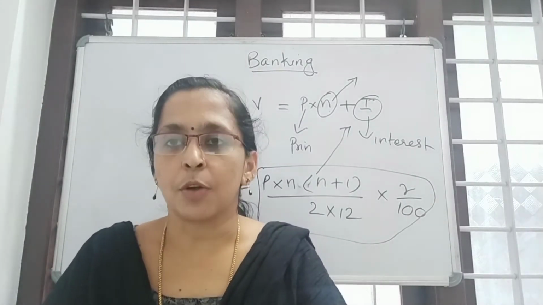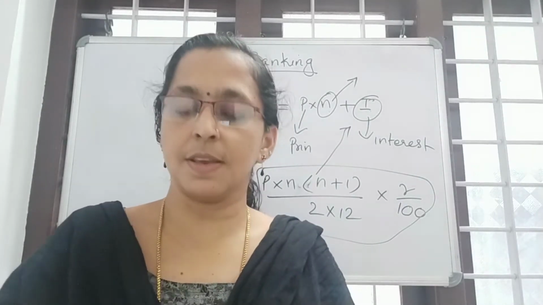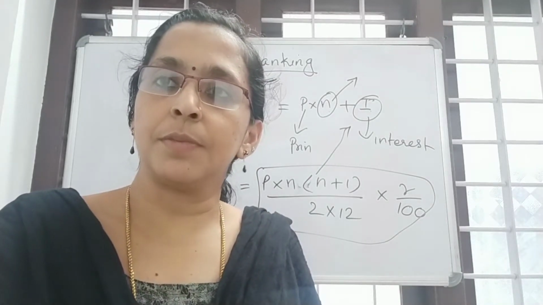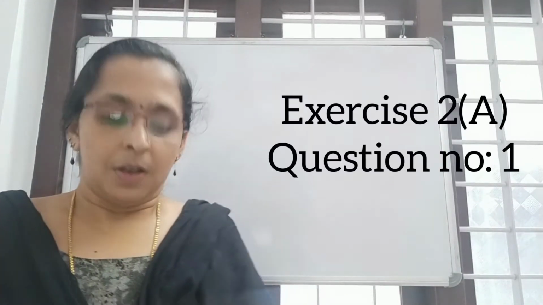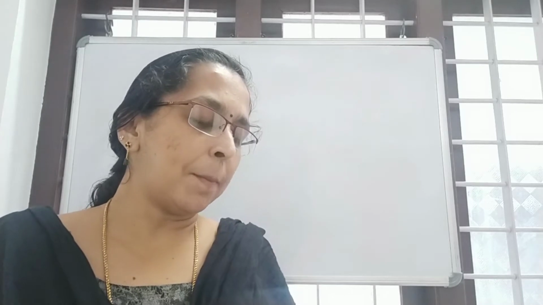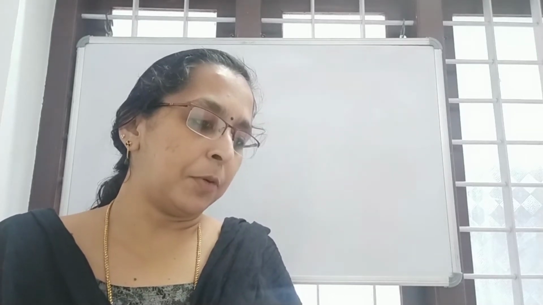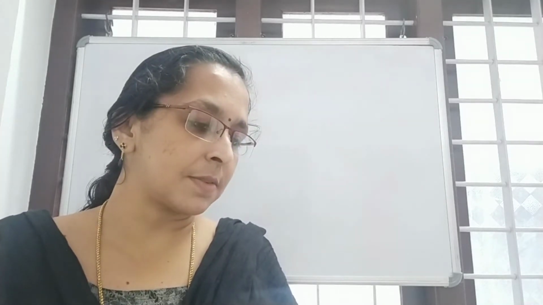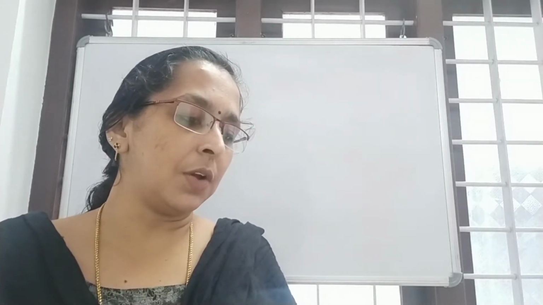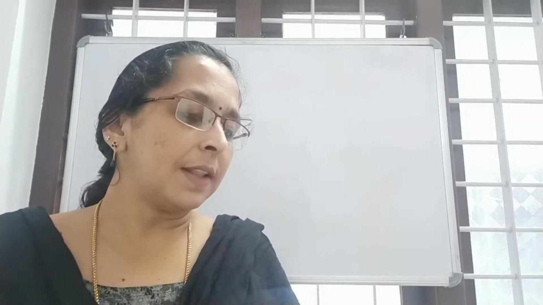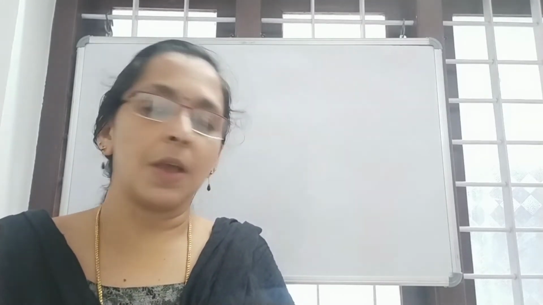So these are the formulas we want to use in the banking chapter. Study these formulas very well. We can start the exercise. Exercise 2A, question number 1. Manish opens a recurring deposit account with the Bank of Rajasthan and deposits rupees 600 per month for 20 months. Calculate the maturity value of this account if the bank pays interest at the rate of 10% per annum.